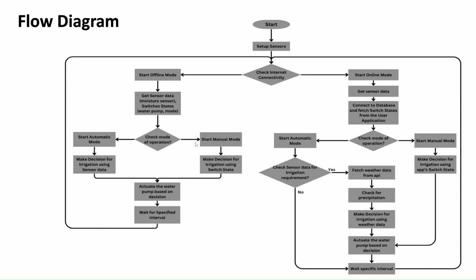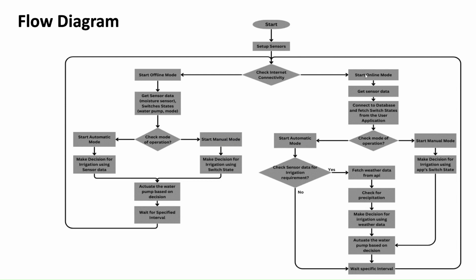Or if the system is in manual mode, it checks the state of the switches only. It doesn't bother about the sensor data. Based on the switch state, it actuates the water pump, and again it waits for a specific interval to be checked in the field. Now we go for the other case, that the internet is connected.